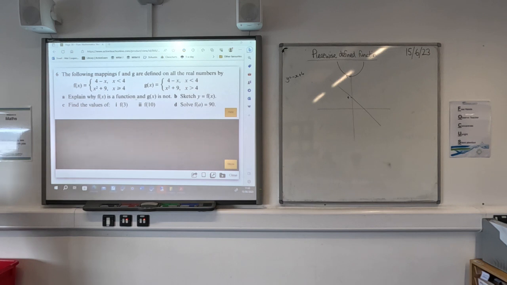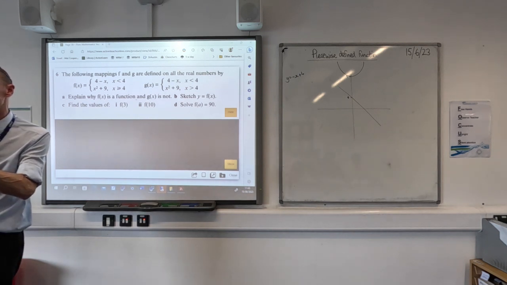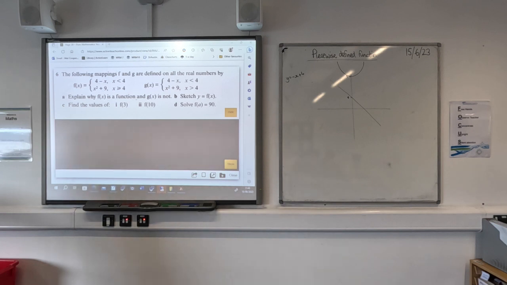What do you say? Substitute 4. Yeah, it's not defined for x is 4. Sorry, you're going to say the same? Yeah, it's not defined for x is 4. And for it to be a function, it's either got to be 1 to 1 or many to 1. Well, there's no problem with that. But it's got to be defined for every value, so not a function.